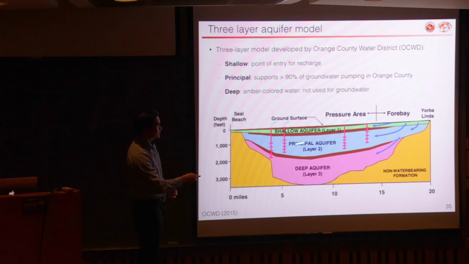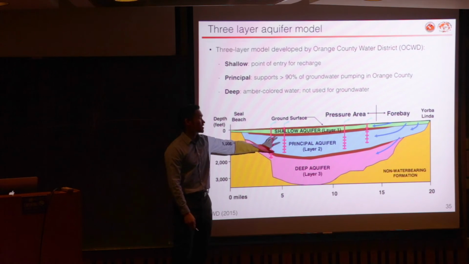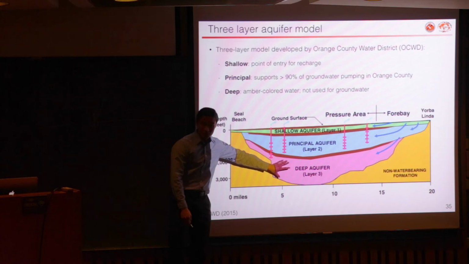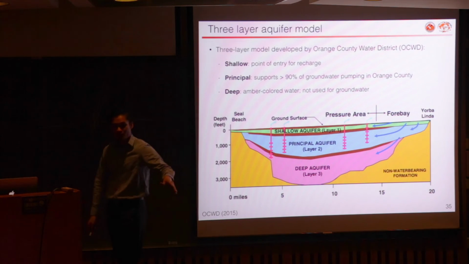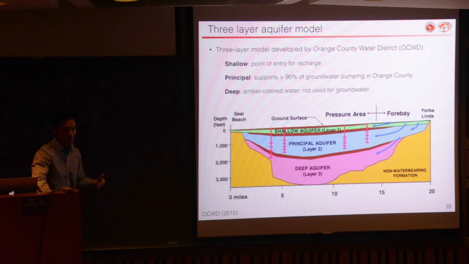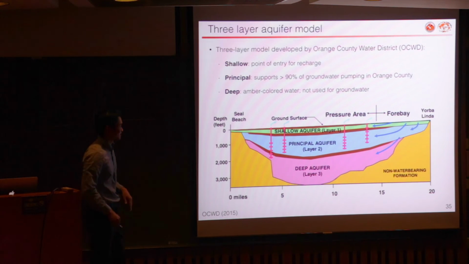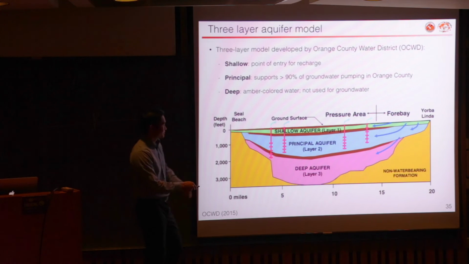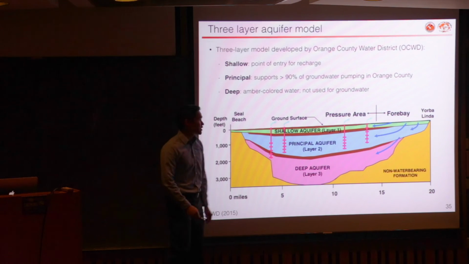Most of the pumping is done in the principal aquifer. 90% of groundwater pumping is taking water from the principal aquifer because it has the highest storage. The deep aquifer contains what's called amber-colored water, which is basically really ancient wood and decayed carbon material. We don't want to drink from here. It's pretty nasty. But there are still pressure variations in the deep aquifer.